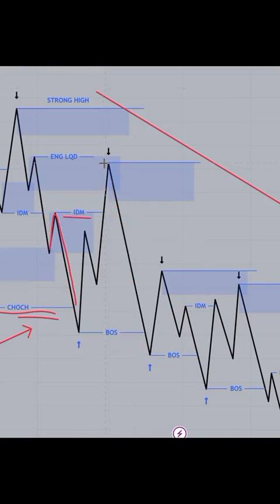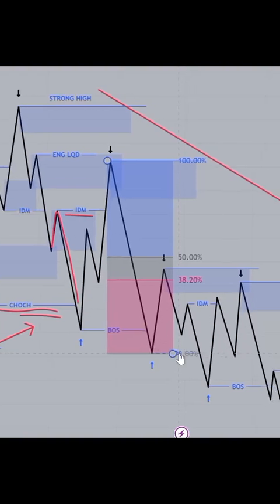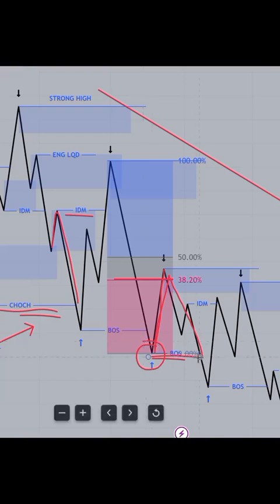Taking a Fibonacci tool from the high to the low of this trading range, we can see that this retracement has gone past the 38.2, and we have said that once the retracement is past the 38.2 of the Fibonacci retracement, this retracement is considered to be deep. Hence, if price breaks this low, considering this pullback deep enough, this can be considered to be a valid break of structure.